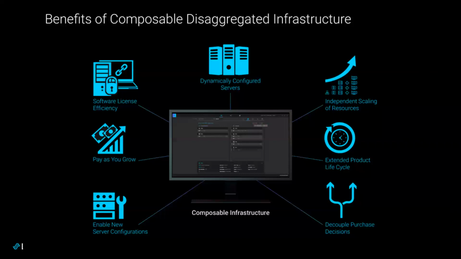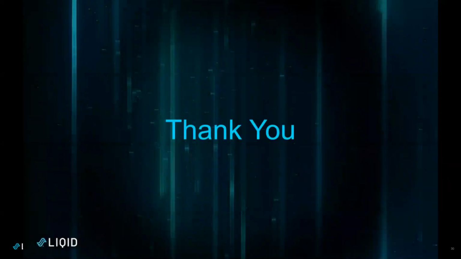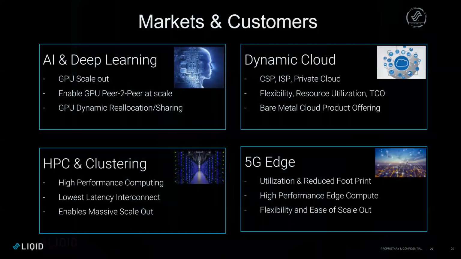So as efficient as we are for hardware utilization, we think we can be equally efficient for software licensing. I'm reaching the end of my time here, so I'll just end it with where we see traction in our environment. Obviously, we talked a lot about AI workloads. These are AI, FPGA, GPU, accelerator type workloads. With composability, we can scale those resources out. We can share those resources, and we can accelerate those resources with things like peer-to-peer capability done at scale across the rack. We're targeting dynamic cloud, right?